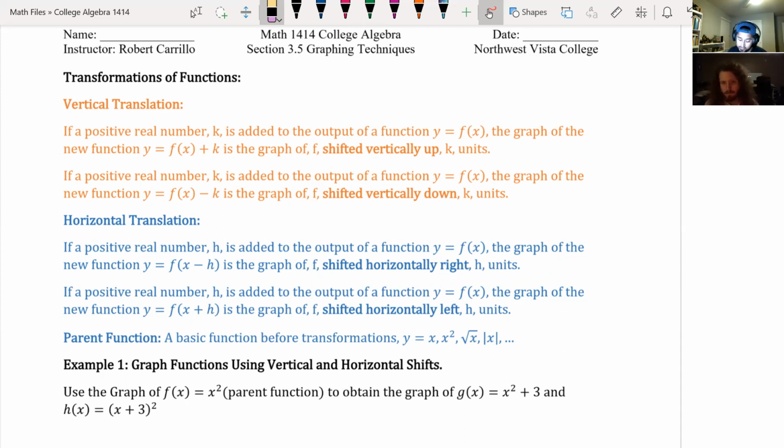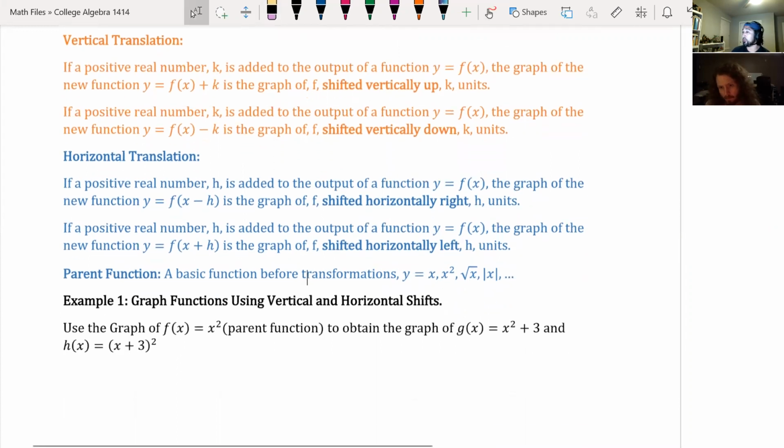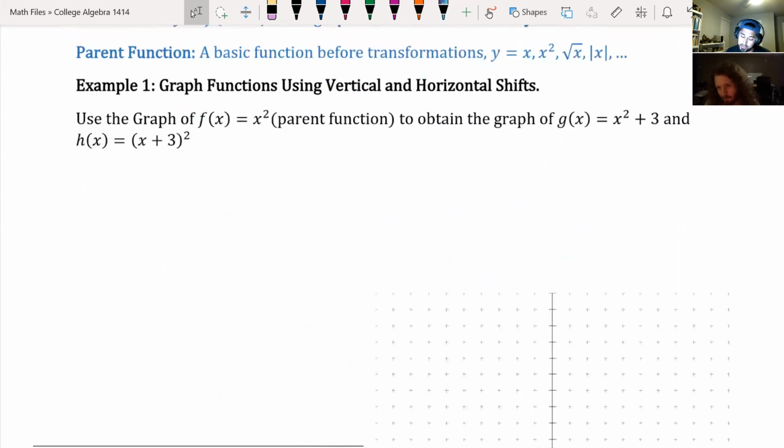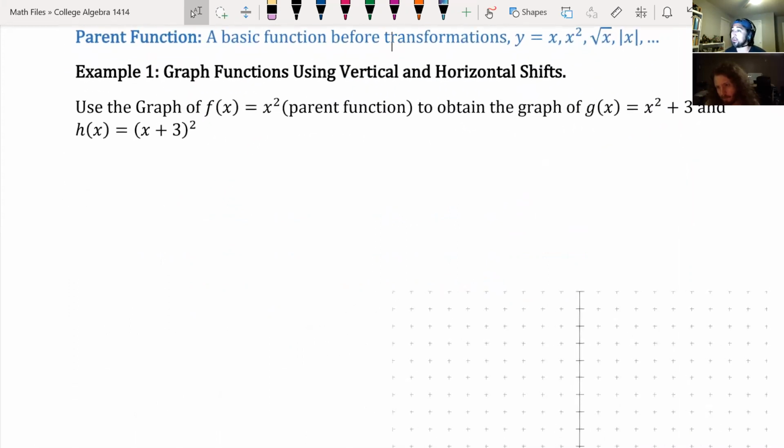And now the definition of a parent function. A parent function is just the original function before any transformations have been applied. x, x squared, the square root of x, absolute value of x, whatever a function is without any transformations. With that being said, let's go ahead and practice vertical and horizontal shifts given the parent function of x squared. I'm going to do this by XY charts just so we see how it's numerically done, and then we'll plot everything on the graph.